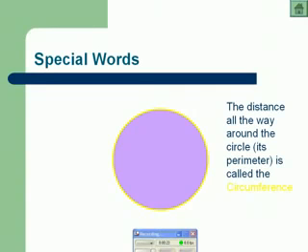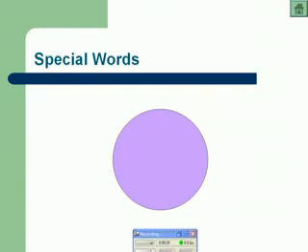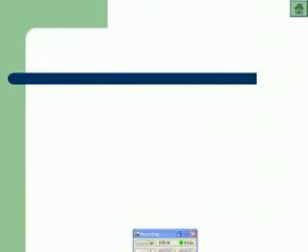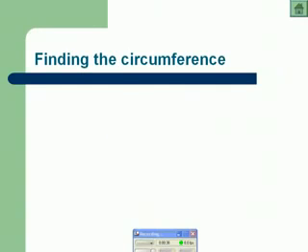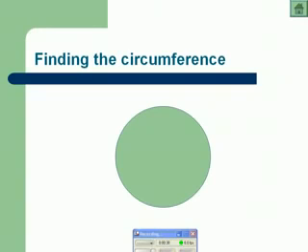We know all the way around is usually the perimeter of a shape, but we call it the circumference because it's a circle. And we know that inside the circle, obviously we're talking about area. So we're being asked to find the circumference.